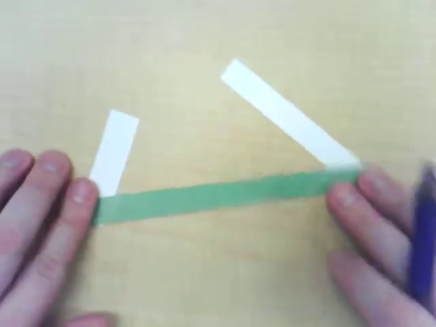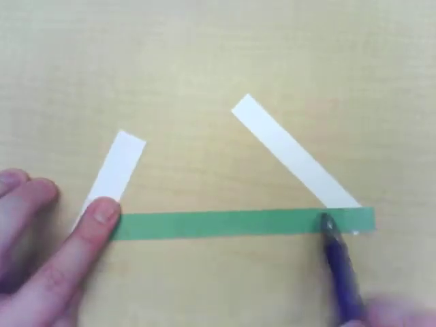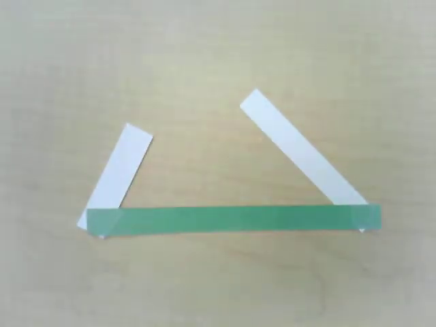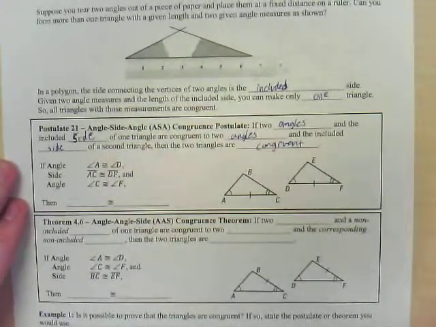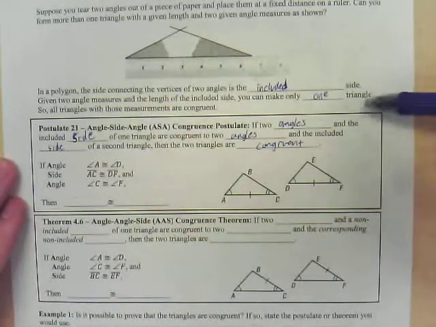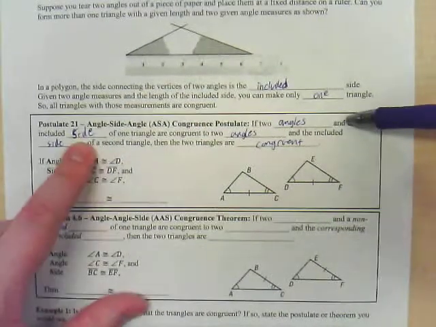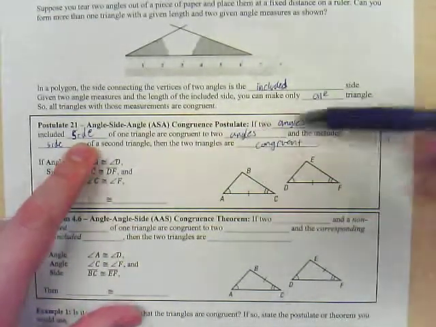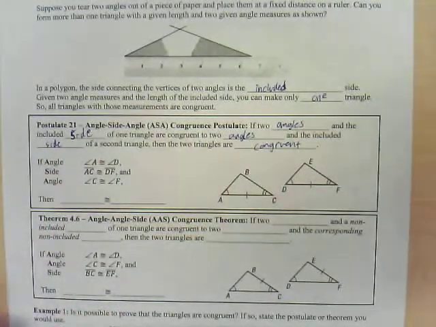And so this is another congruence. If we have two angles and the included side between them, then that's going to be a congruence. And so this is angle-side-angle congruence. So all the stuff at the top is what we just talked about. So let's jump down here. If two angles and the included side between those two angles of one triangle are congruent to the same thing in a second triangle, then the two triangles are going to be congruent to each other.